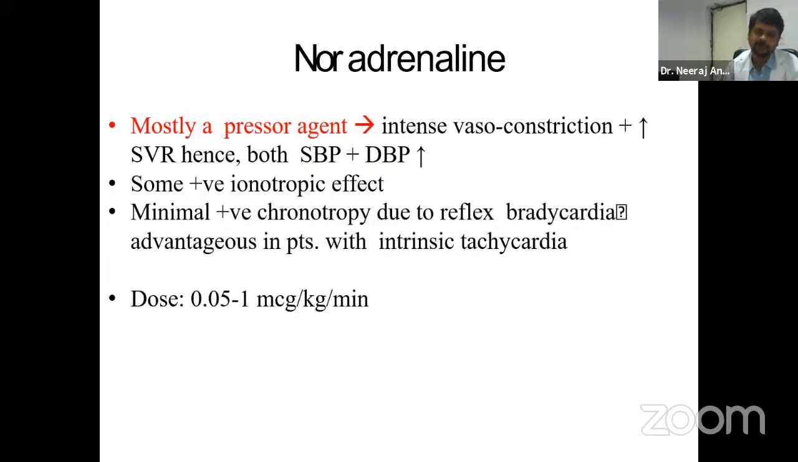Noradrenaline is a potent vasoconstrictor agent. It is a pressure agent which leads to intense vasoconstriction and increase in systemic vascular resistance. So it increases both systolic as well as diastolic blood pressure, especially in case of septic shock. If the patient is having warm shock, due to vasoconstrictor effect, there will be redistribution of blood from peripheries to more important vital organs such as brain, kidney, and heart. So it will have beneficial effect especially in warm shock.